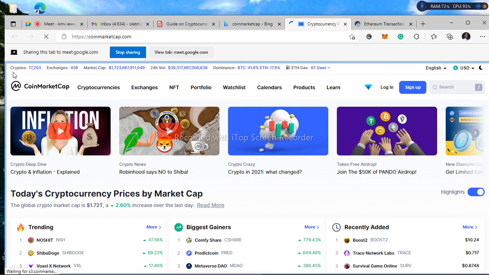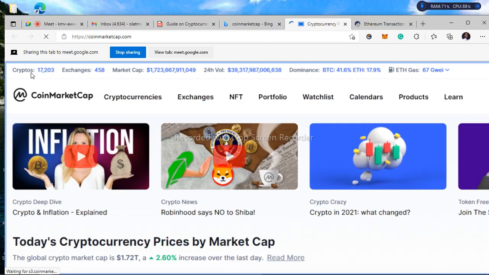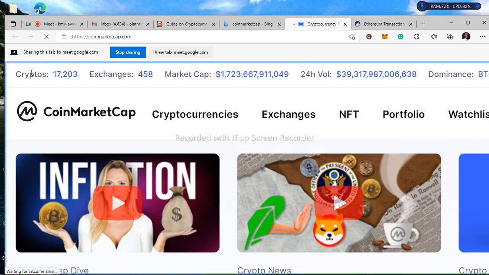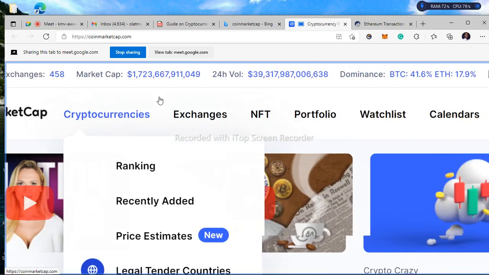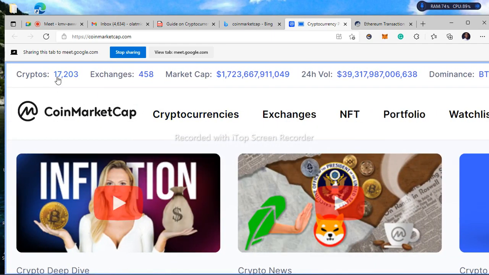Now you can see on CoinMarketCap we have cryptos at this top page here. We have over 17,203 cryptocurrencies currently created. Now, apart from Bitcoin, all of these cryptocurrencies are what we call alternative coins. Now, exchanges are places where you buy and sell your cryptocurrency. Now, the market cap tells us about the total valuation of the cryptocurrency market.